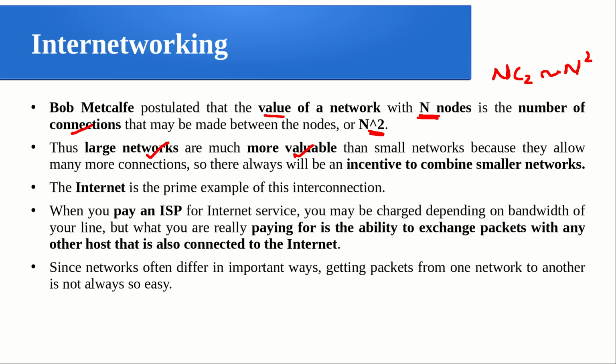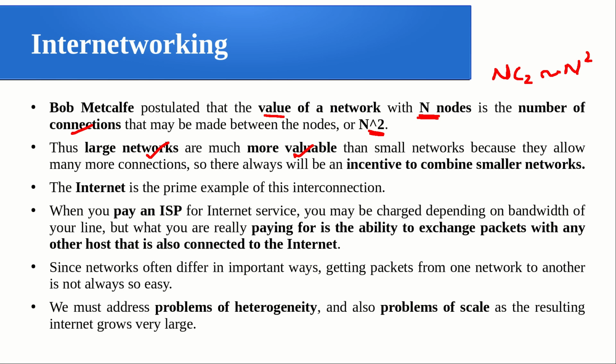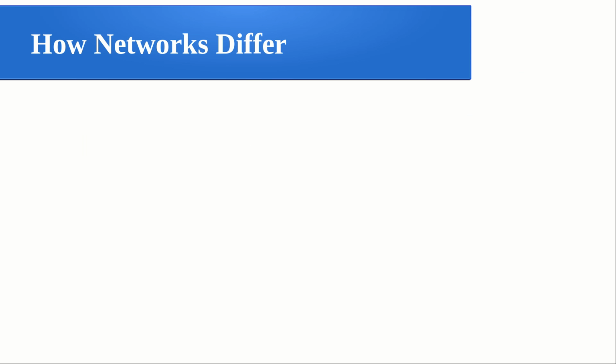So that is what you are paying, right? And since networks often differ in important ways, getting a packet from one network to another is not an easy thing. We will see the difficulties and how things are handled in brief. So we must address the problems of heterogeneity and of course the problems of scale. When you add more devices, scalability will come into the picture. So how will we handle both heterogeneity and scaling as the resulting network grows very large?